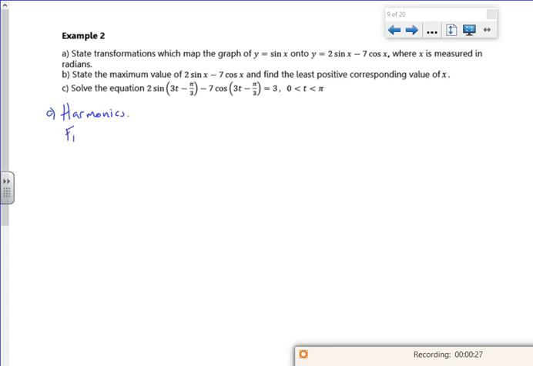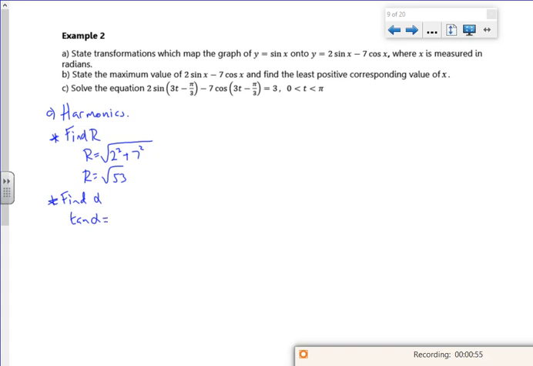So to find R, it's 2 squared plus 7 squared. Oh, I like this one because it's got a change in the sign. So that's going to be 49 plus 4, root 53. To find alpha, tan alpha. So it's always the second number divided by the first number.